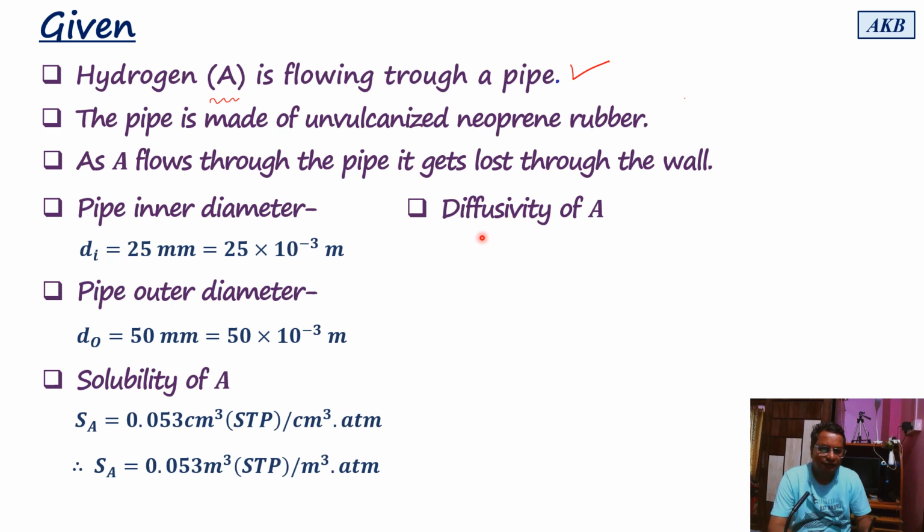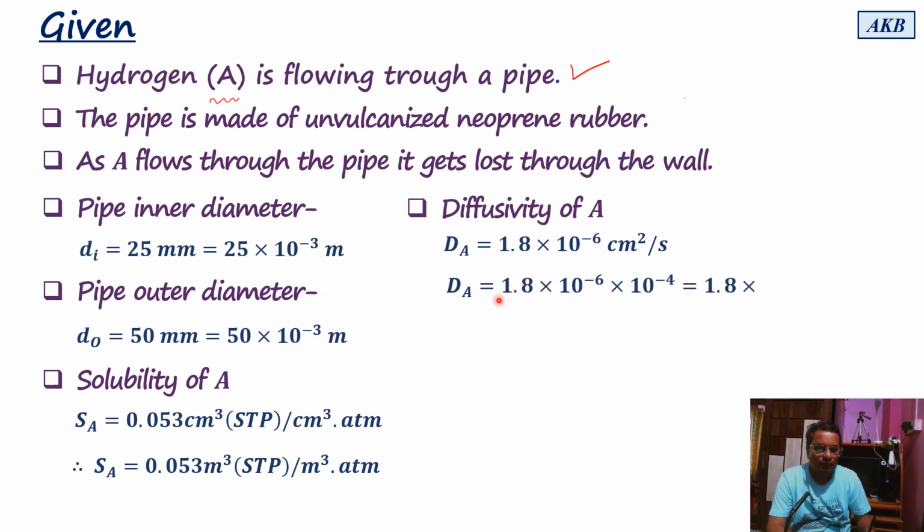Then the diffusivity of A, that is, the diffusion coefficient of A in the rubber, is given to us. It is 1.8 into 10 to the power minus 6, but it is given in centimeter square per second. So to be consistent while using the units, we'll have to change it to the SI system, that is, to meter square per second.